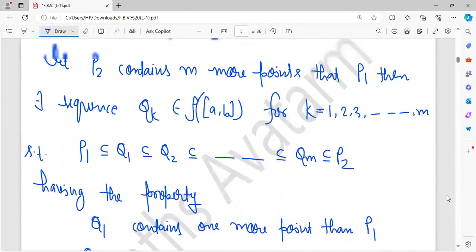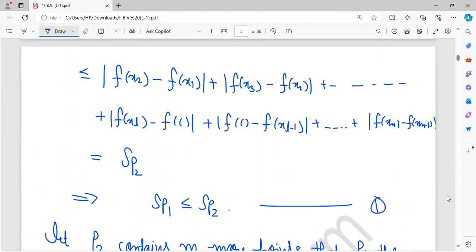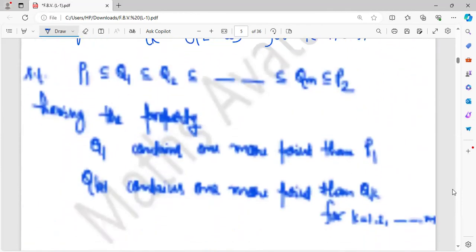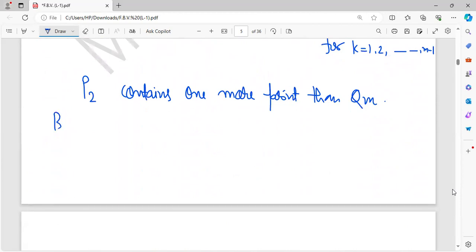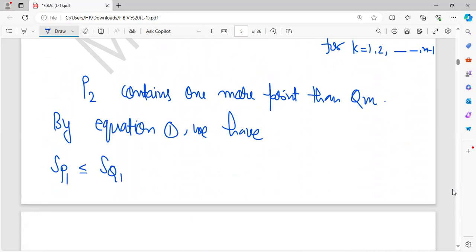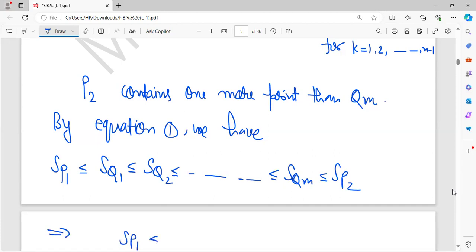Now let's say this is equation number 1. By equation 1 we have S(P1) less than or equal to S(Q1), because Q1 contains one more point than P1. Now the Q2 partition contains one more point than Q1, so it will be less. So continuing in this way, this will be S(Qm) and the last one will be S(P2). Okay. So this implies S(P1) is less than or equal to S(P2). So the result is true.